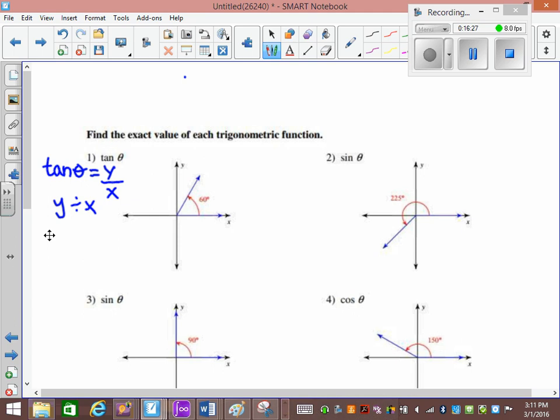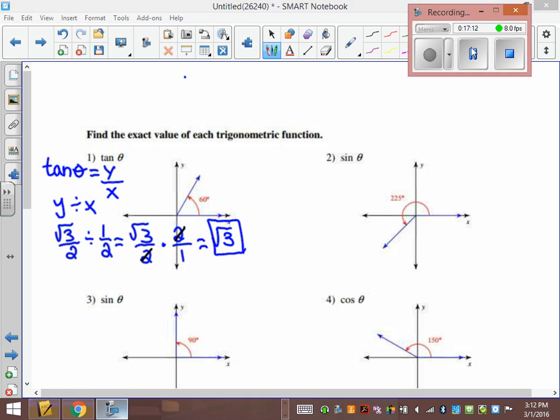Okay? So you get root 3 over 2 divided by a half, which is root 3 over 2 times 2 over 1. The 2's cancel each other out because there's one on the top and on the bottom, and I'm just left with root 3 over 1, or root 3. So the answer to this one is root 3. So whenever we have tan, we have to go to that degree and take the y value and divide it by the x value. Okay? So for these questions, what you're going to do is you're going to do all the rest of them, and then we're going to go through the answers. So do that.